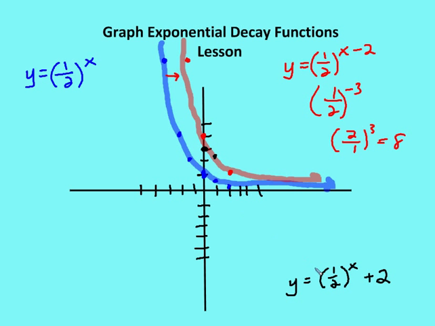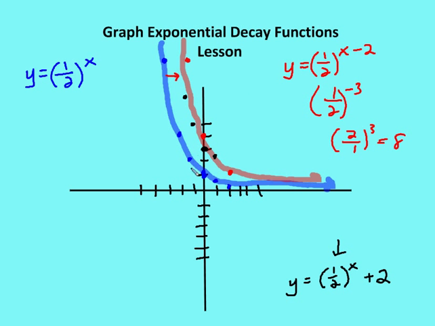And let's test negative 1. Negative 1 gives me a result of 2 for this part of the function. So 1/2 to the negative 1 is the same as 2 over 1 to the 1, which is 2. 2 plus 2 is 4. So negative 1 gives me 4. And then finally, let's test negative 2. 1/2 to the negative 2 gives me 4. 4 plus 2 is 6. So I have negative 2, 6, somewhere about right here.